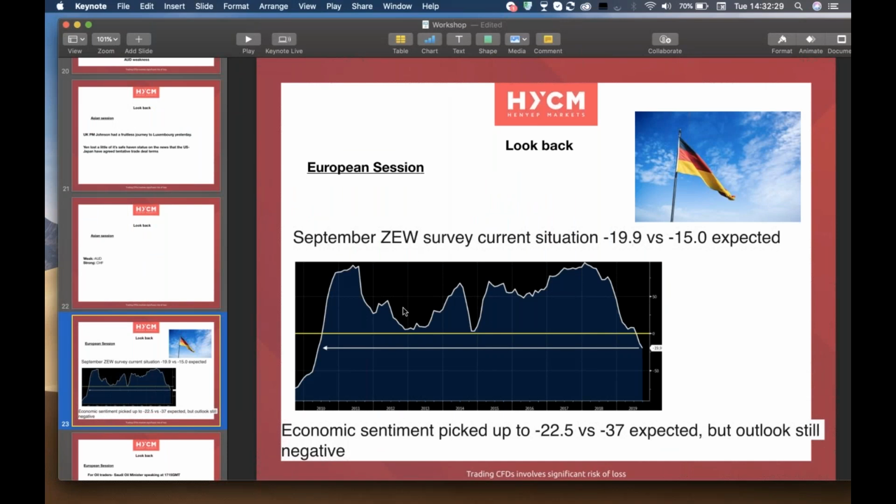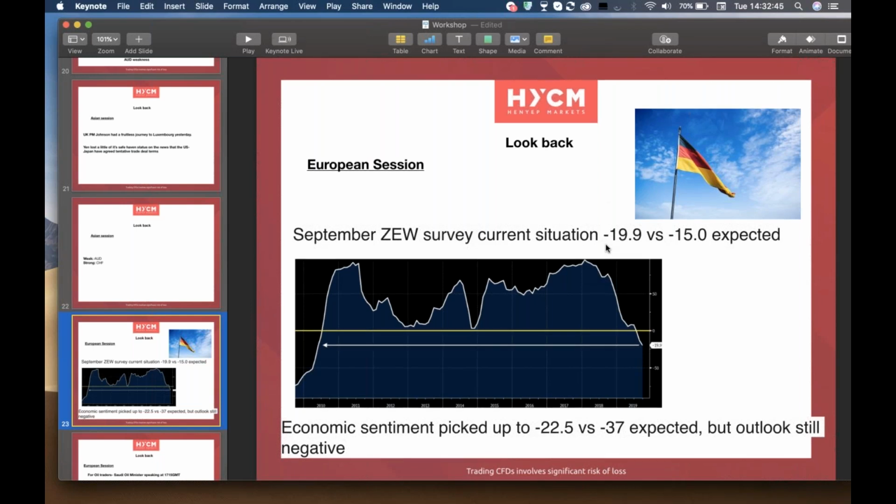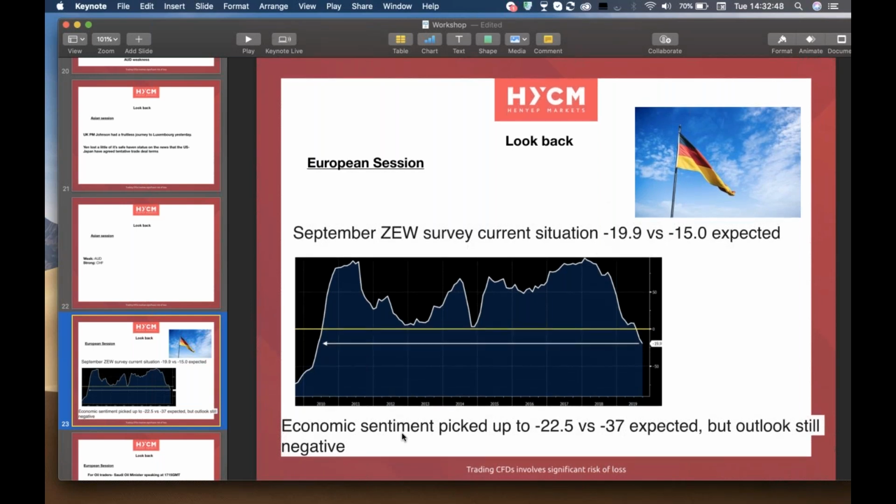Going to the European session, we had the September ZEW survey. That came in at minus 19.9 versus minus 15 expected. You can see that's one of the lowest readings in about 9 years. So a very bleak picture for the Eurozone, not a surprise. The economic sentiment picked up a little to minus 22.5 versus minus 37 expected, but the outlook is still very negative. So that was another negative reading for Europe.